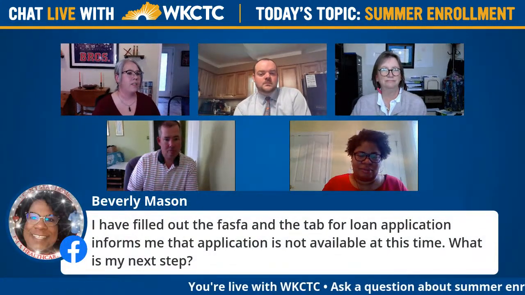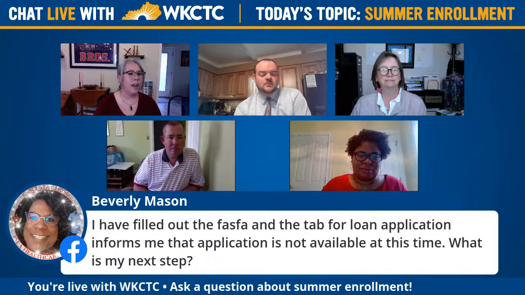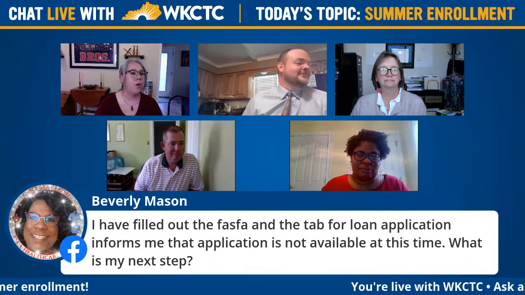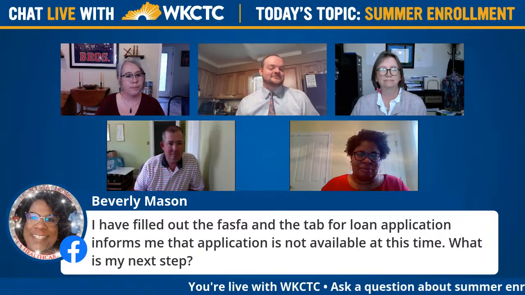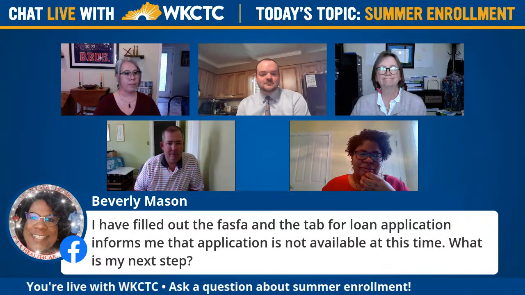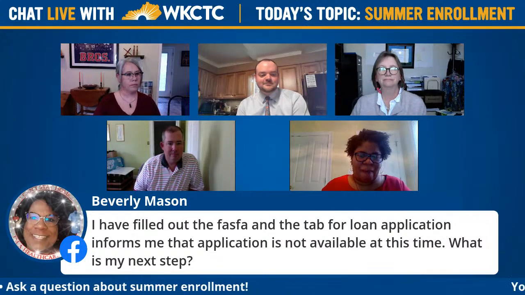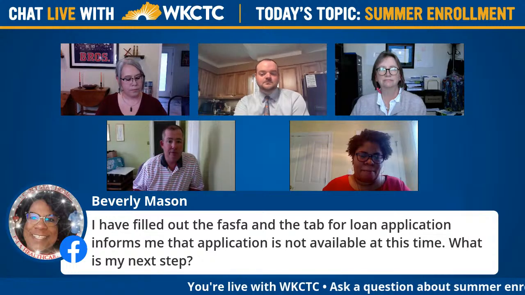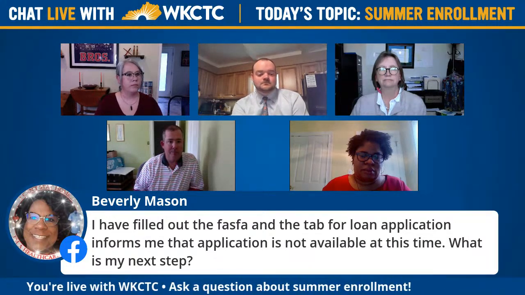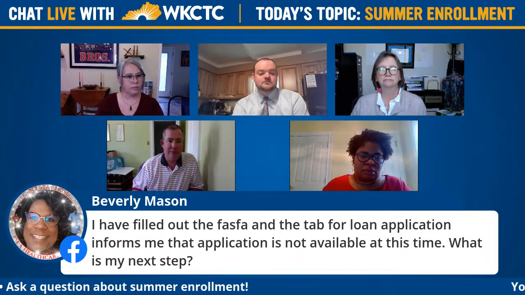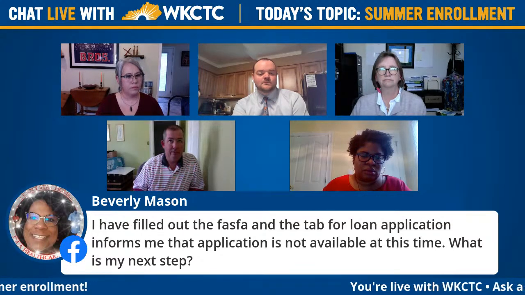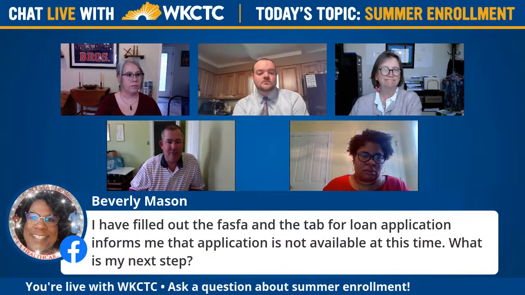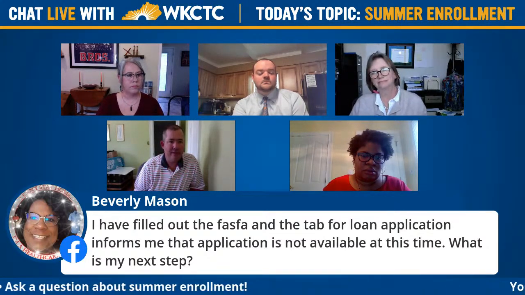I also have another FAFSA question. I have filled out the FAFSA, and the tab for loan application informs me that the application is not available at this time. What is my next step? The loan application that you need to do is with the school. It's not on your FAFSA. You have to do that again through your student self-service, and it's a federal direct loan. For next fall, it's online. For the summer, that's a manual application that you can find on our website under the financial aid tab.